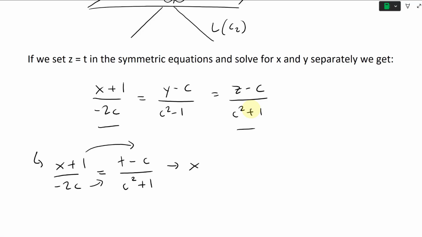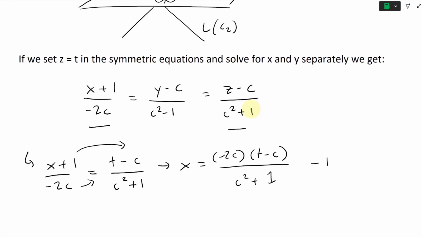So we're going to get x equals negative 2c times (t minus c), and then this is all divided by c squared plus 1, and then minus 1, like this. I forgot to put a 1 there. So now we just have to multiply this inside, and we'll put them all under the same denominator. So multiply the top and bottom by c squared plus 1 over c squared plus 1, so that we'll have this inside.